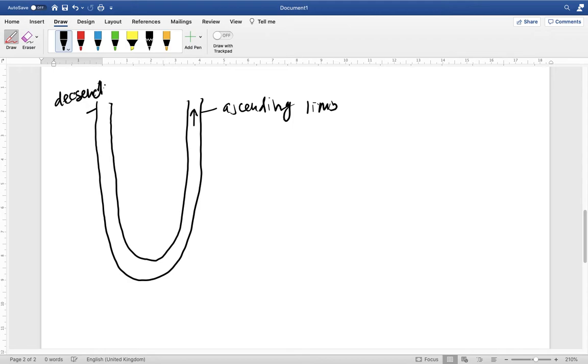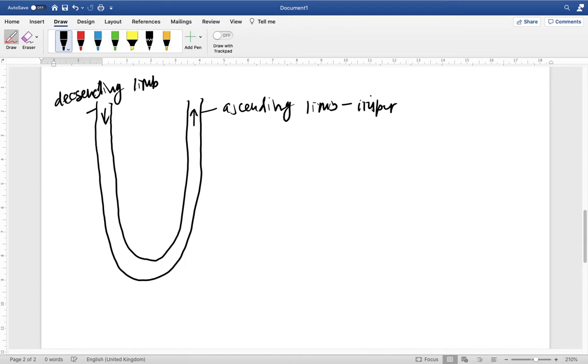My pencil is not cooperating now. Okay, so that's going to go down. So here is the thing. In the ascending limb, that's what you need to describe in your assignment. This limb is impermeable to water.